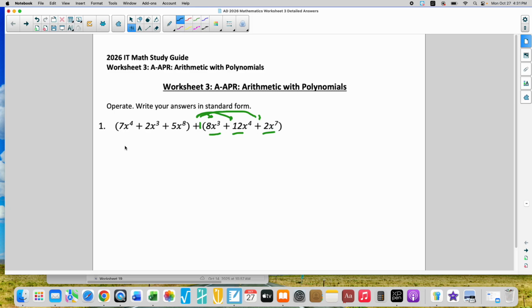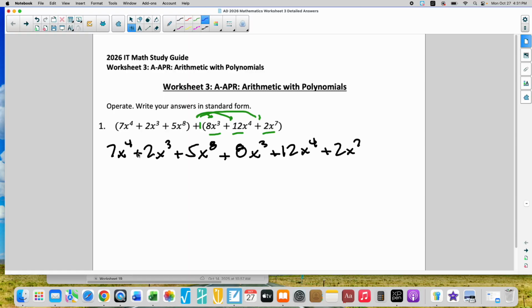And we know that that's not going to change anything, so this just becomes 7x to the fourth plus 2x to the third plus 5x to the eighth plus 8x to the third plus 12x to the fourth plus 2x to the seventh. Now, we want to look for like terms. Anything with the fourth? Yep. So like terms have the same variable to the same exponent. We're going to combine their coefficients. 12 and 7 make 19x to the fourth.